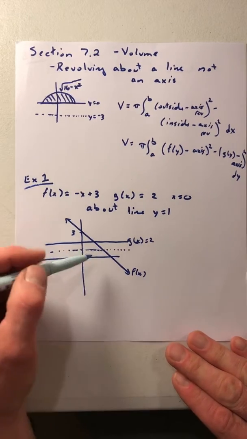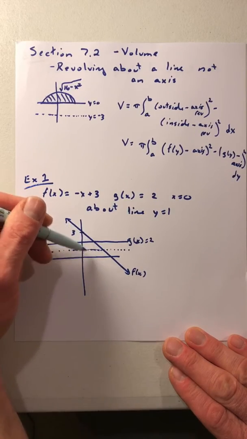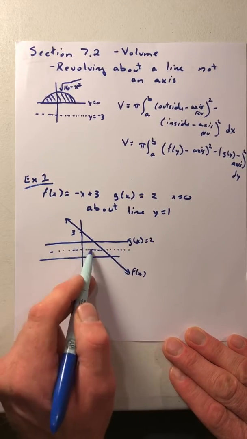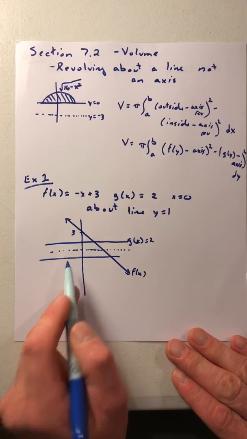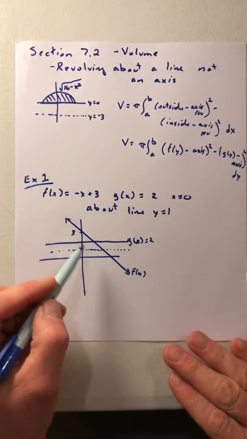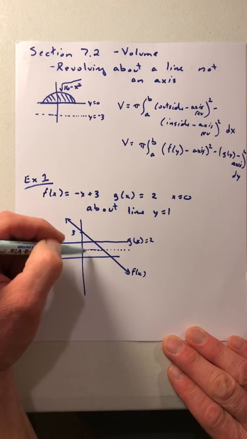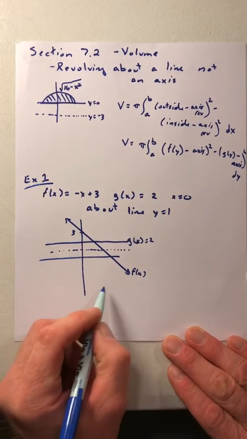Well, in this case, if I were to subtract 1 from each of these equations, that axis of revolution would become the x-axis. And it becomes a problem where we revolve two functions around the x-axis. So how do I get them to do that? Well, I simply subtract 1 from each of those functions.